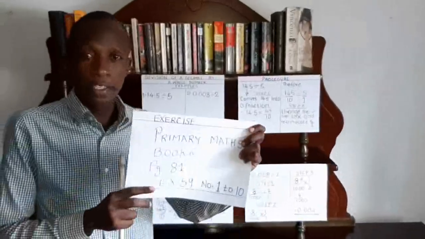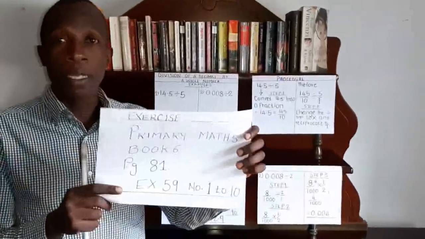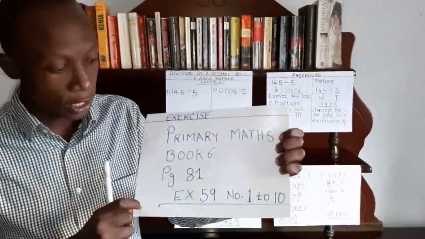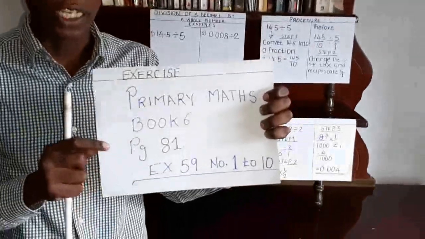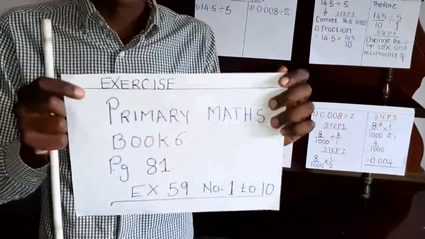With those two examples, it is my hope that you have understood, and therefore I have an exercise here in your Primary Book 6, page 81, exercise 59. You do numbers 1 to 10, and you submit your work on Monday.